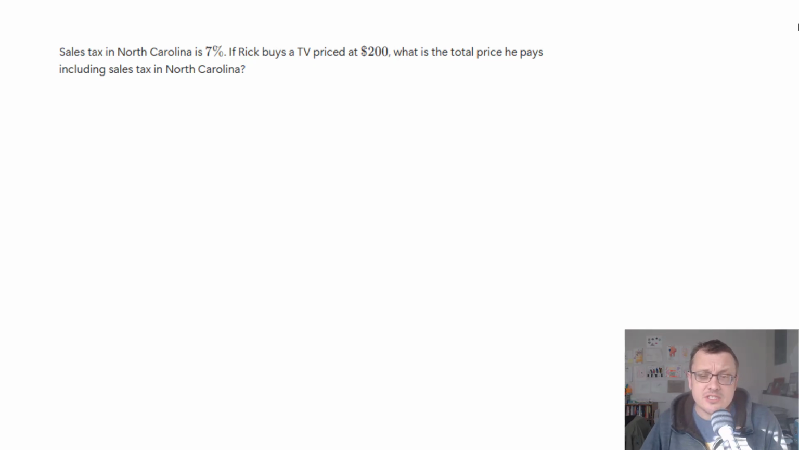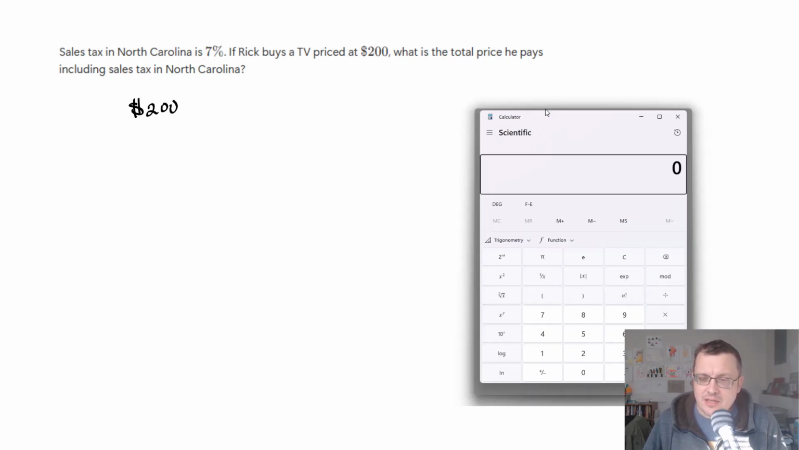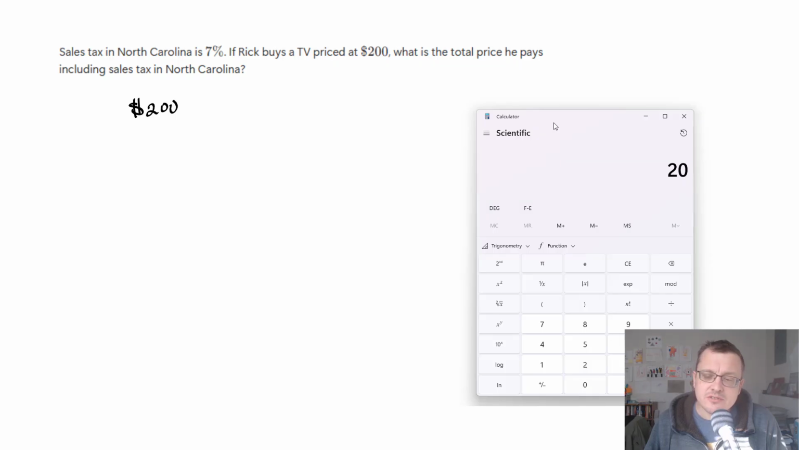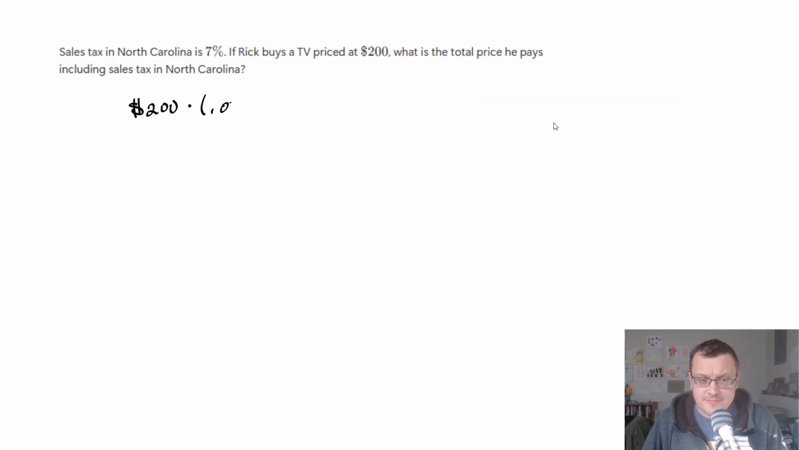The price of the TV is $200, and we want to determine the total price, including the sales tax. So here is the typical approach that I call the two-step method that students take for solving these kinds of problems. They start with the $200. And they say, okay, well, it's a 7% tax. So what I'm going to do is find 7% of 200. And they'll often do something like this. They'll go to the calculator, do 200 times 0.07. So 7% of 200 is 14.